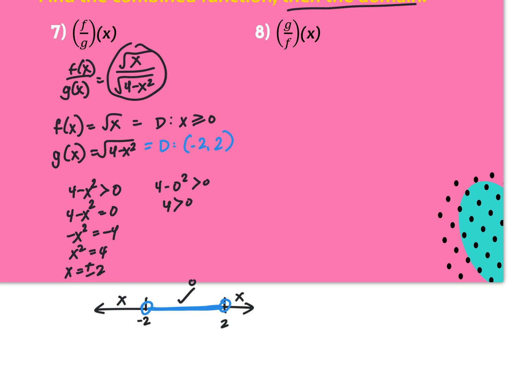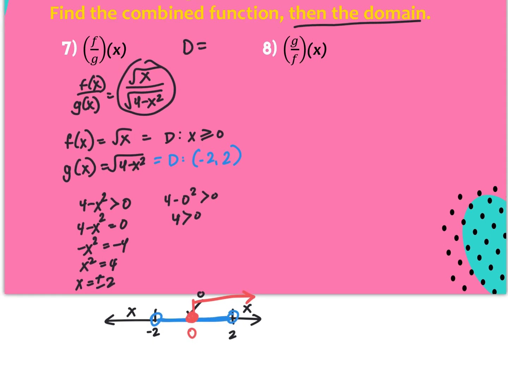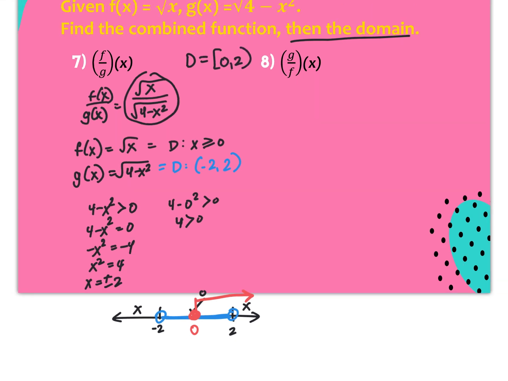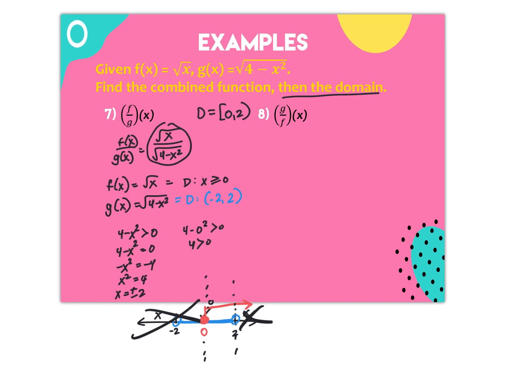My domain for my numerator, again, here's 0. It's going to be a filled in circle up and to the right, and the overlap is going to be the domain of my function. So the domain of my entire function is going to be from 0 to positive 2, including 0, but not positive 2. So it's going to be in this space. This is out because it doesn't satisfy the numerator domain, and this is out because it doesn't satisfy the denominator domain. So it's a little bit tricky.